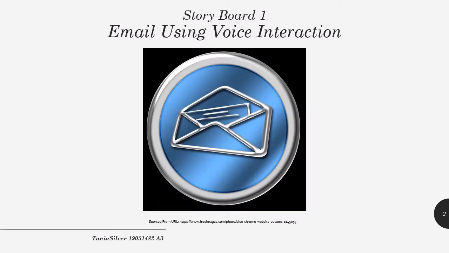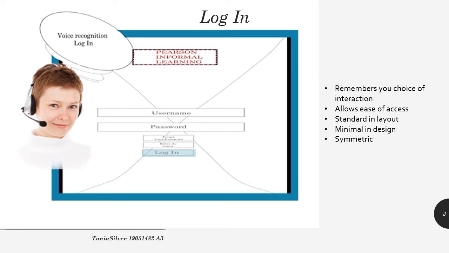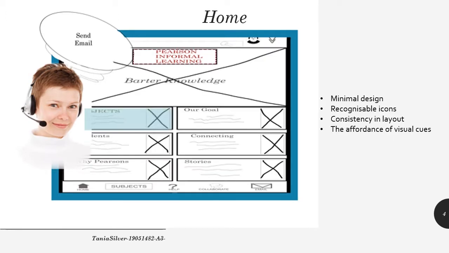In our first storyboard, we see our user accessing Pearson Informal Learning for email using voice interaction. Pearson Informal Learning has a login option for users who have already created an account. With voice interaction chosen on your initial setup for your particular device, logging in is made simple and efficient. From the initial login page, users are directed to the home page where they are able to view all options.